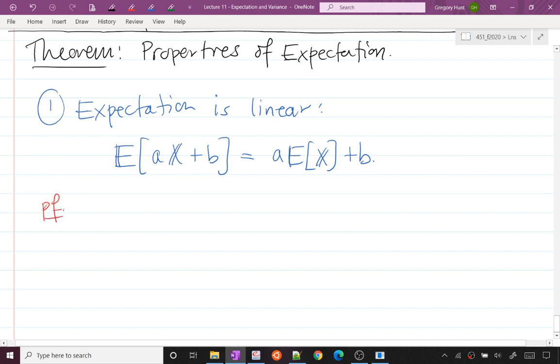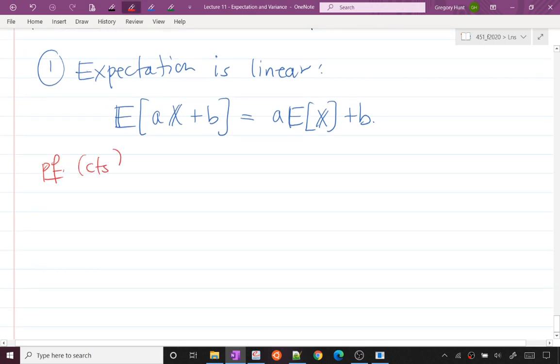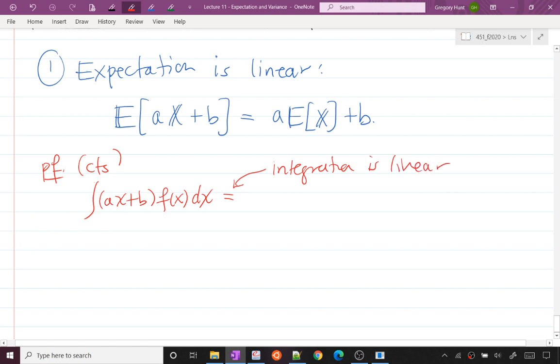This is actually not so hard to prove in the continuous case, so let's just do this for the continuous case. Of course, expected value is just integration, and the law of the unconscious statistician says if I want to look at the expected value of aX plus b, I integrate aX plus b against my PDF, and the rules of integration are linear. I can pretty much just leave it at that. Integration is linear, and therefore expectation is linear. And in the discrete case, you'd say summation is linear, therefore expectation is linear, right?